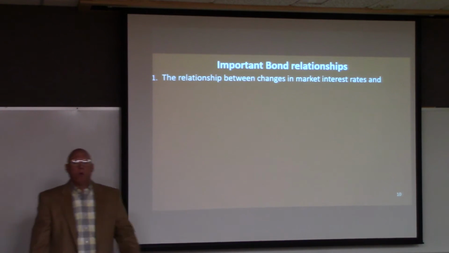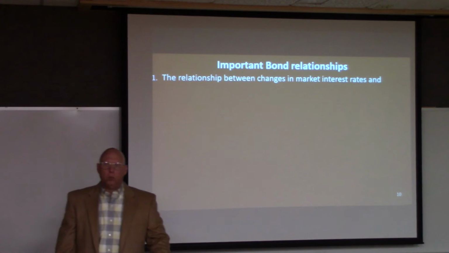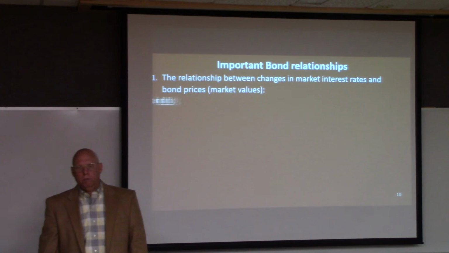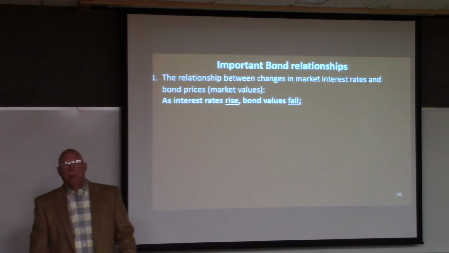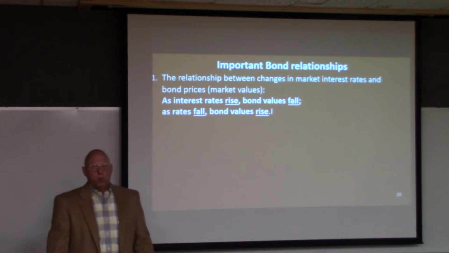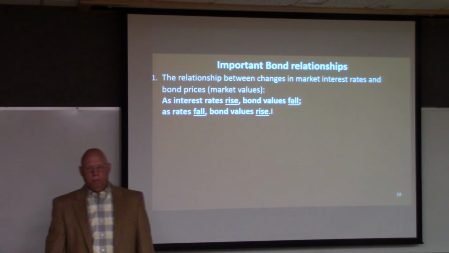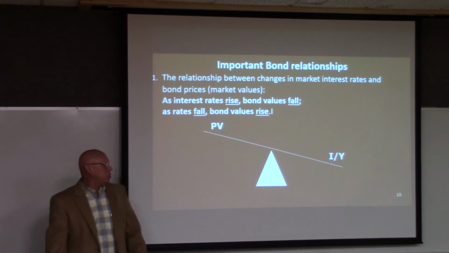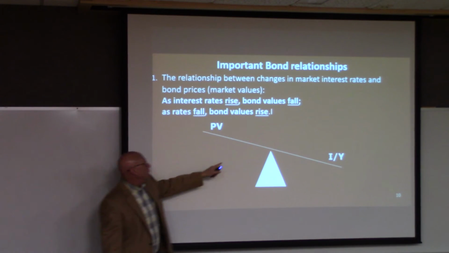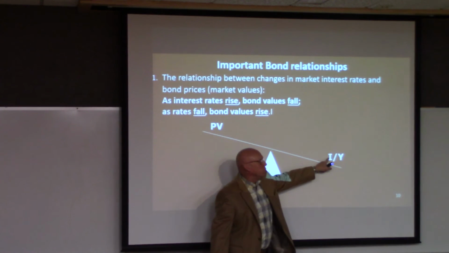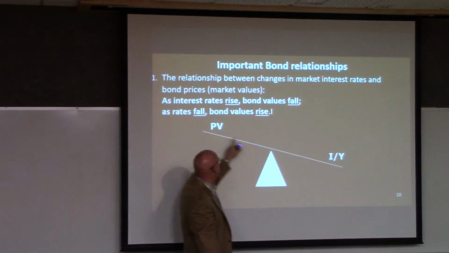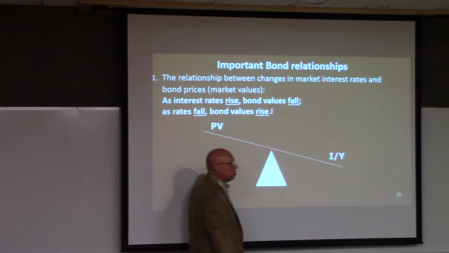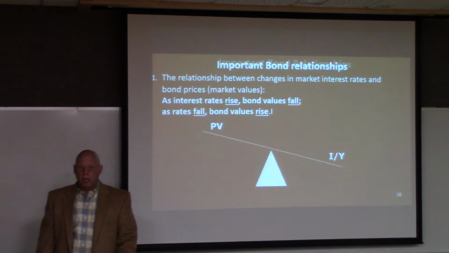All right, let's look at some important bond relationships. The relationship between changes in market interest rates and bond prices, which are market values. As interest rates rise, bond values or prices fall. As rates fall, bond values rise. There's that seesaw that we finance professors have been using for many, many years. Interest rates move up and down. This is the independent variable, and this is the dependent variable. Interest rates go down, bond prices go up. Interest rates go up, and bond prices go down. An inverse or negative relationship.